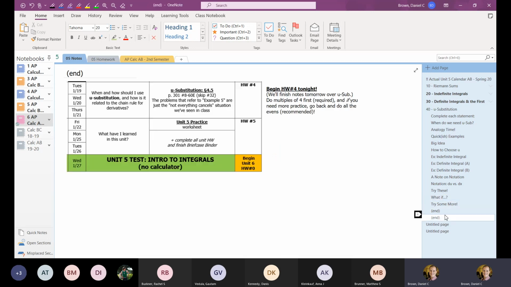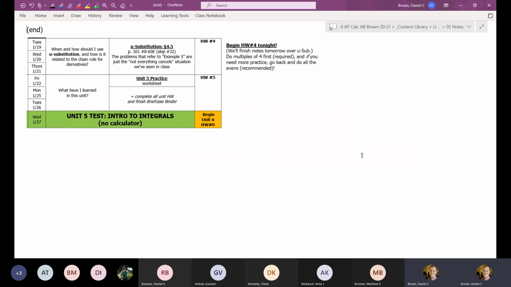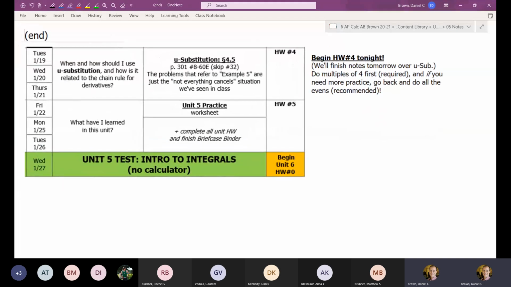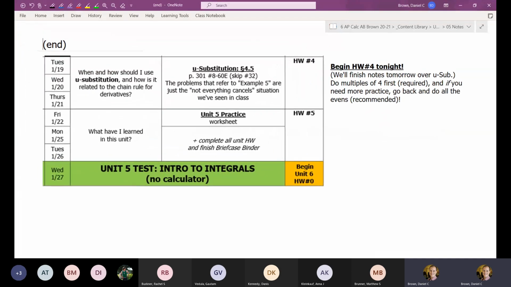The homework I want you working on, I wanted to explain it a little bit, because it looks like it's two different assignments. That's just because I forgot to update what's on the calendar before I shared it. On the calendar, it tells you to do 8 through 60 evens and skip 32. I changed it in OneNote when I shared it with you, but I forgot to change the assignment. On OneNote, it tells you to do just multiples of 4. And that's all that I'm going to require you to do from that page.